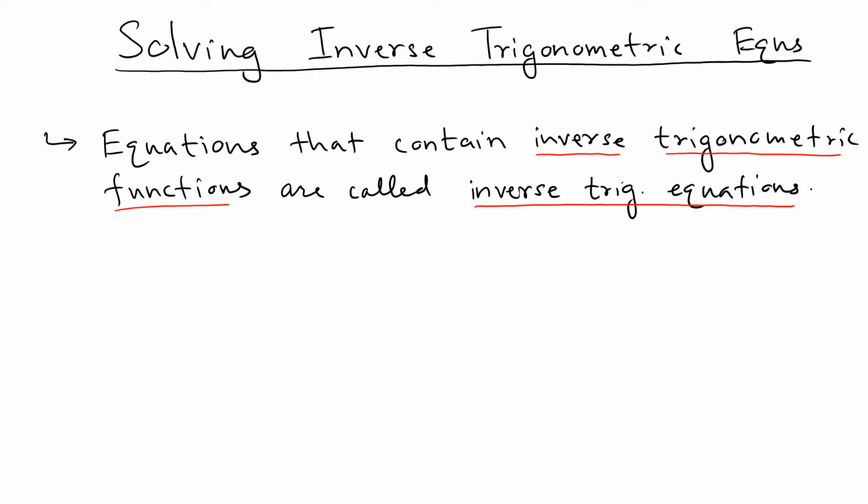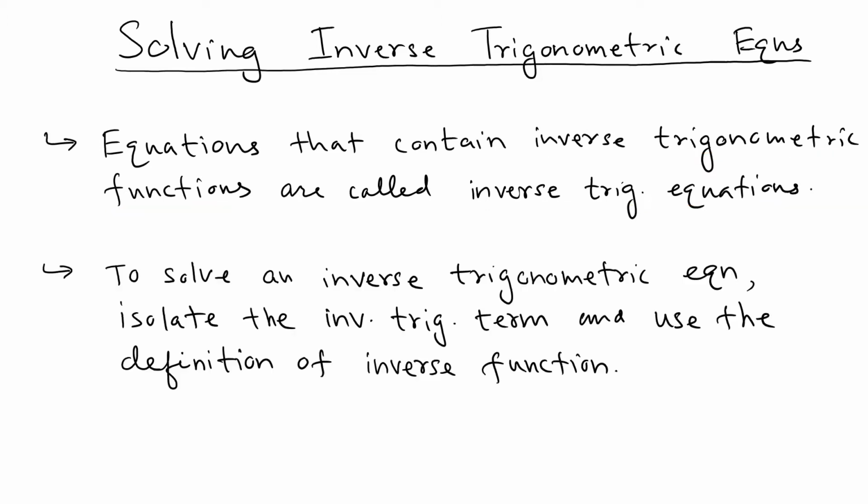So how to solve such an equation? To solve such an equation, we can isolate the inverse trigonometric term. We can isolate the term, take every other term to the other side, and use the definition of the inverse trigonometric functions. So let's look at what those inverse trigonometric functions are.